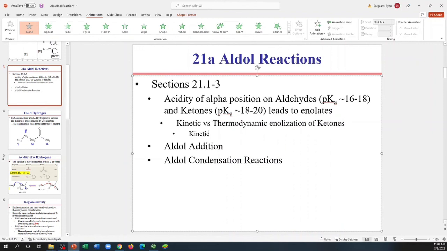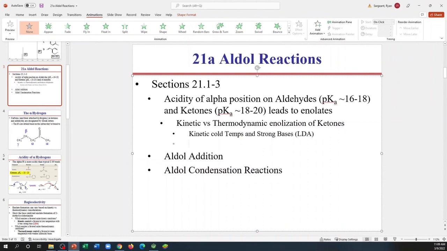And so for the kinetic position, this is cold temps and strong bases. And this is where we introduced LDA. For the thermodynamic, we had room temp or higher and alkoxide bases. Alkoxide bases, and that's RO minus, or hydroxide.